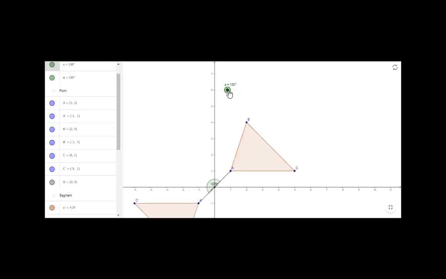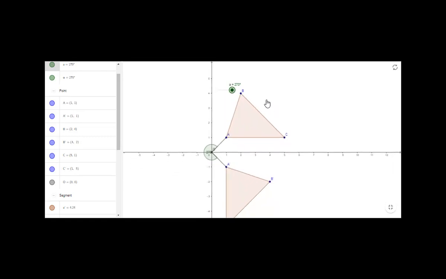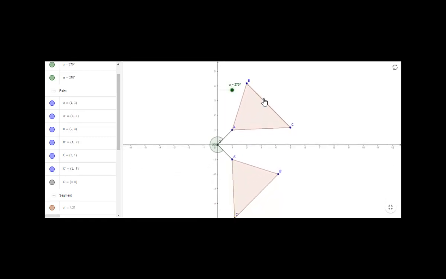Are the numbers changing? Is the positive, negative changing? Any guesses?